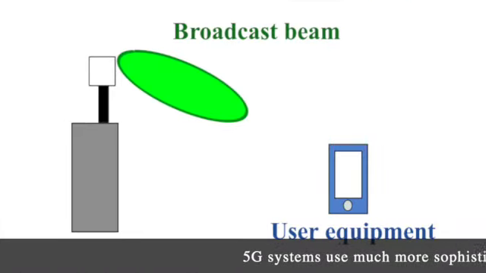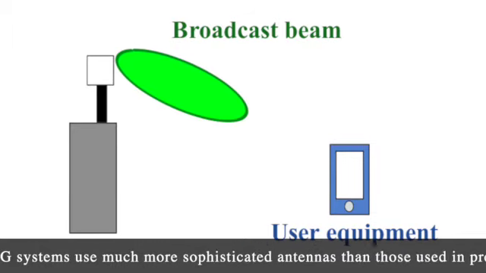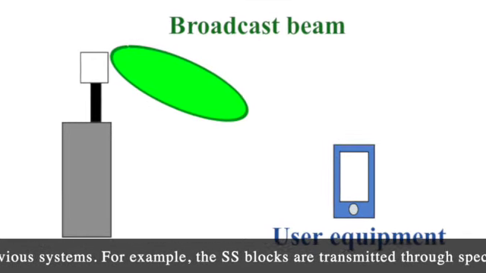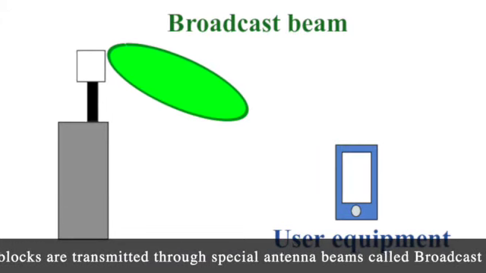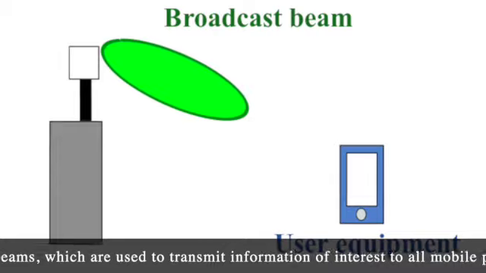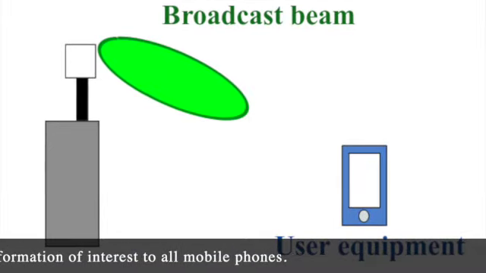5G systems use much more sophisticated antennas than those used in previous systems. For example, the SS blocks are transmitted through special antenna beams, called broadcast beams, which are used to transmit information of interest to all mobile phones.